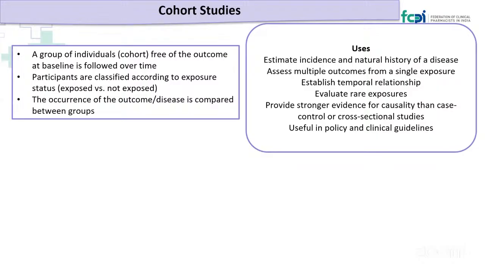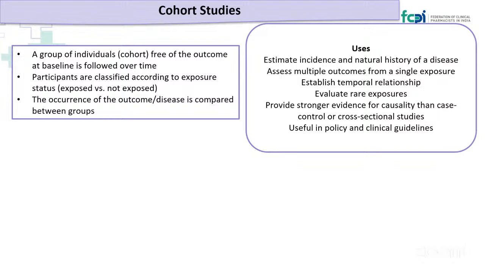So this is a kind of study where we collect the data at baseline, follow the patients for a particular time frame, and see if our outcome of interest has developed in the patients or not. It is classified according to exposure status, and we will observe the outcome of the disease and compare them in both groups. The use of the cohort study is that it will estimate the incidence and natural history of the disease.